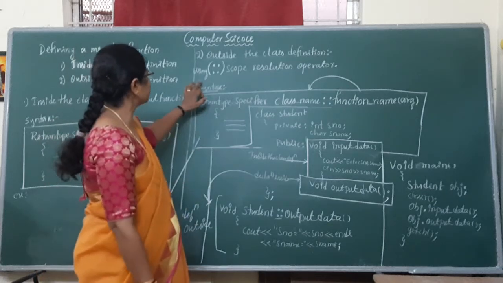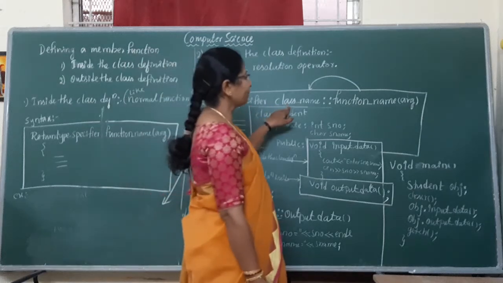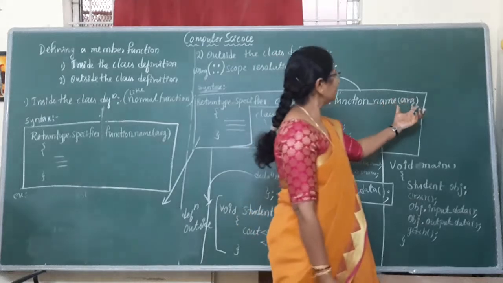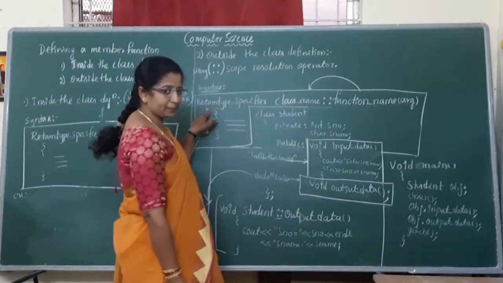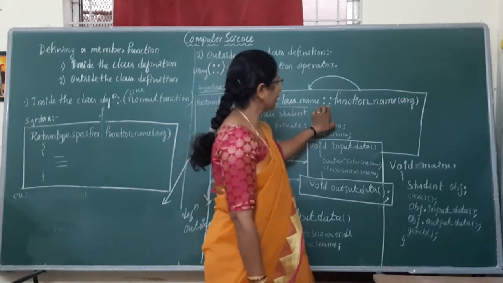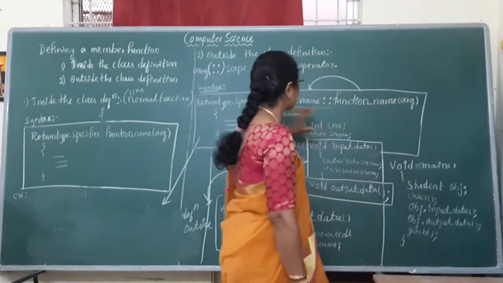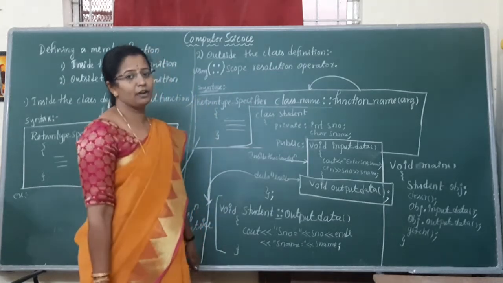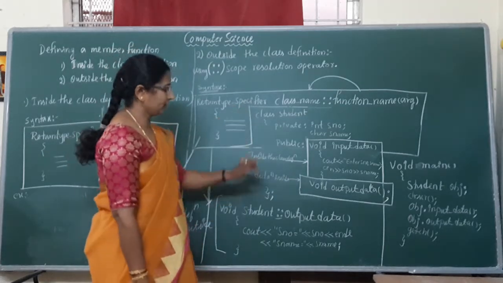Once again, recollect your syntax. Return type specifier, class name, scope resolution operator, function name, and within the parentheses the arguments. Below that, the body of the function enclosed within the flower braces. Okay, this program I have given in the classroom.